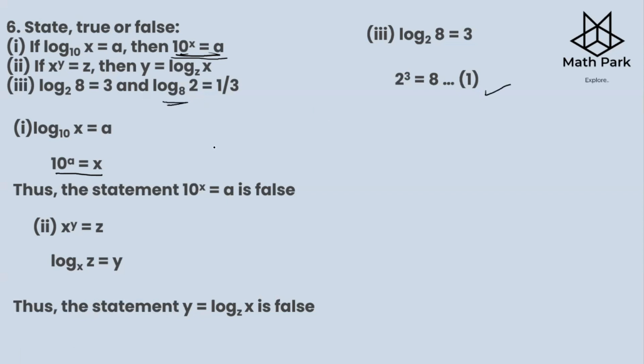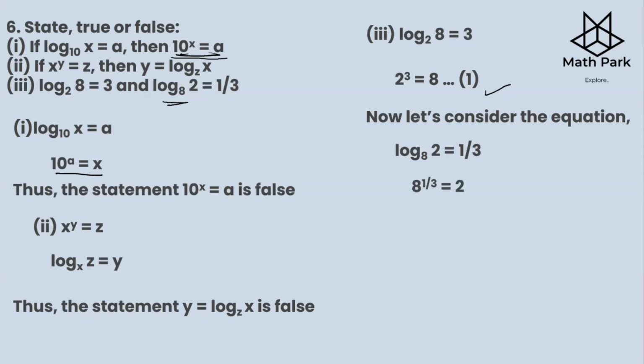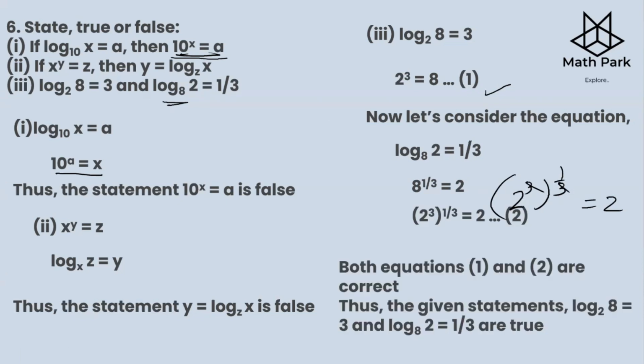So we have log of 2 to base 8 is equal to 1 by 3. Now writing this in the exponential form, we get 8 to the power 1 by 3 is equal to 2. Now 8 is 2 cube to the power 1 by 3, which again we get as 2. So this is how both the statements are true, because on solving, we get the value 2 cube is equal to 8, and here we got 2 is equal to 2.